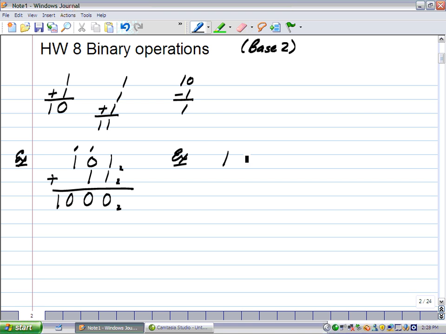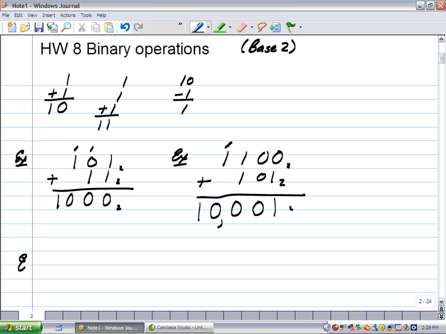Let's do another one like that. 1, 1, 0, 0, plus 1, 0, 1. Okay, this one's actually a little easier, I think. 0 plus 1 is 1. 0 plus 0 is 0. 1 plus 1, that's 1, 0, so I've got to put the 0 and carry 1. 1 and 1 is 1, 0.